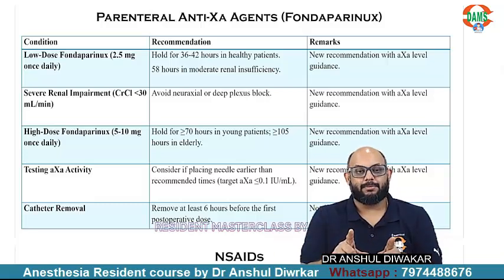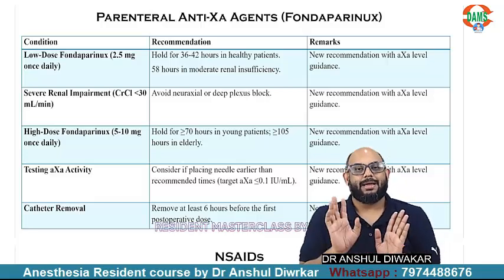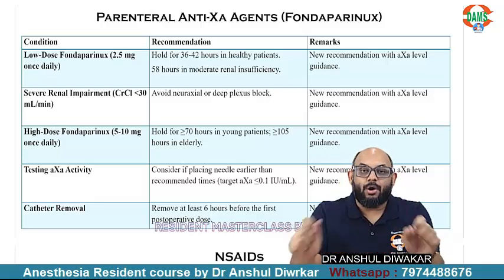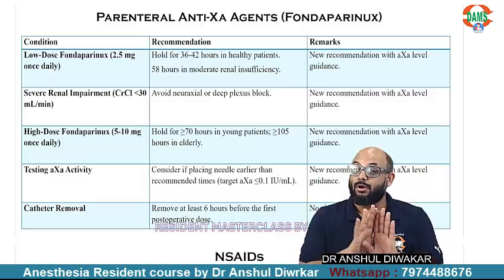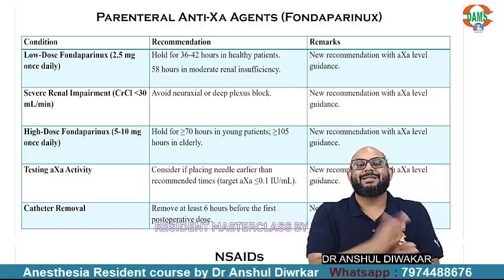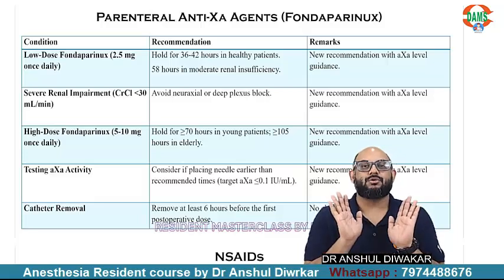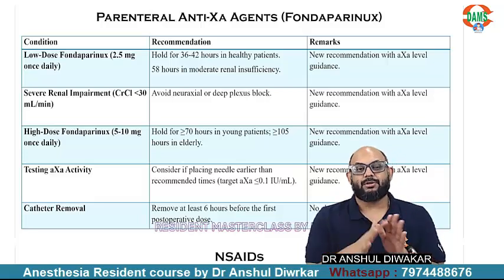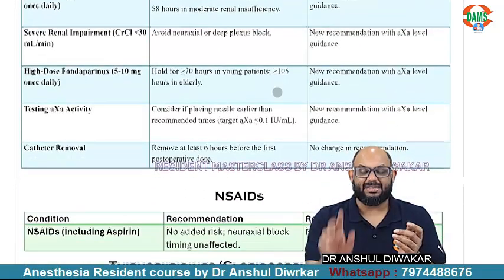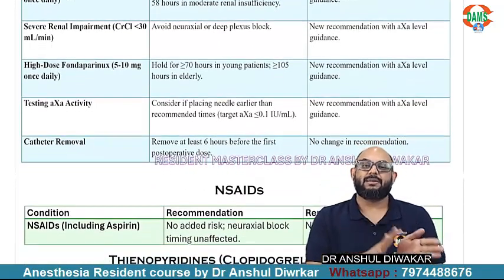In severe renal impairment, if you are giving low dose fondaparinux, creatinine clearance less than 30 ml per minute, then you have to avoid neuraxial or deep plexus block. It is not a good drug if you have severe renal impairment. Doesn't matter low dose, high dose. But if it is high dose, 5 to 10 milligram once daily, then hold for 70 hours in young, 105 in elderly.